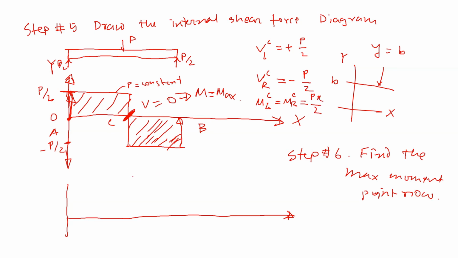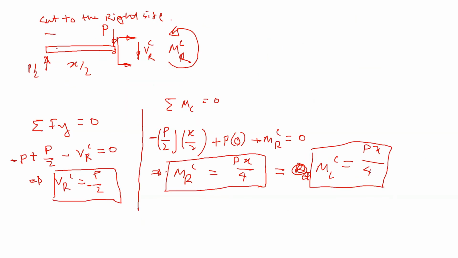So at point C, for example in this moment curve, this is Px by 2, and then this is x by 2, so that's point A, point B, and then that's point C. Now the moment equation, I think it was Px by 4, not Px by 2, it was Px by 4. Let me double check. Yeah, that's Px by 4.